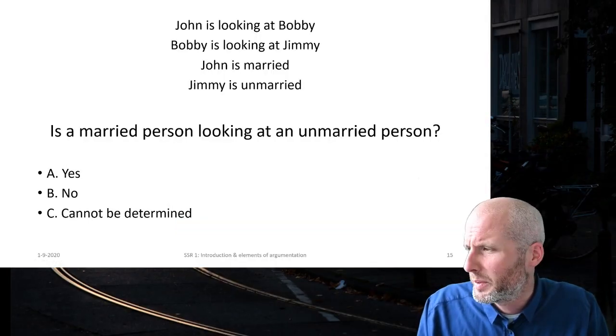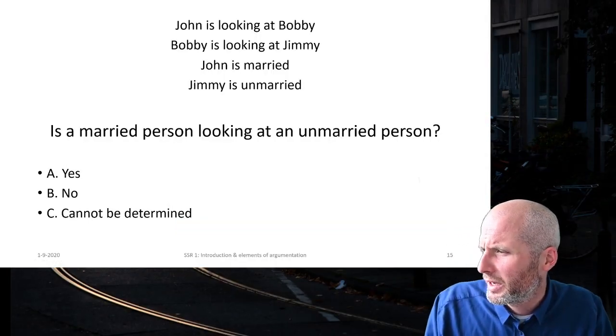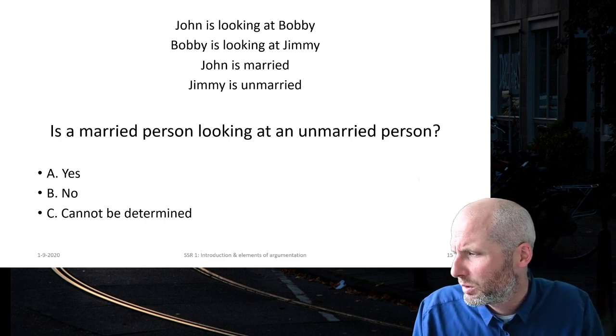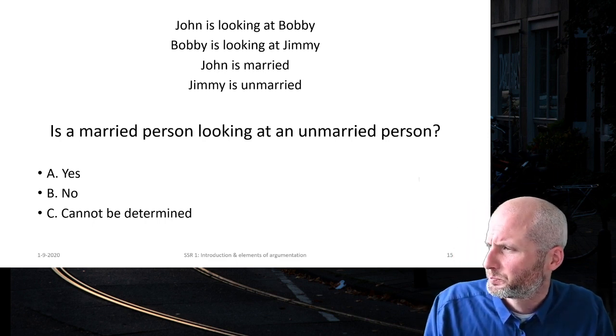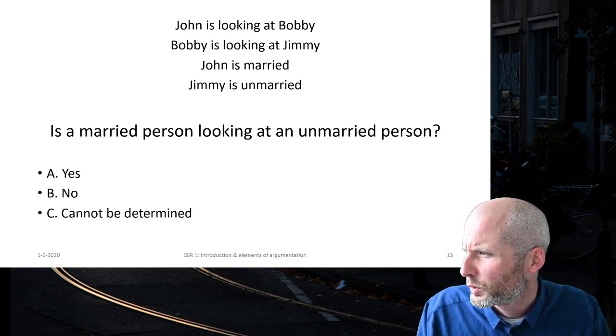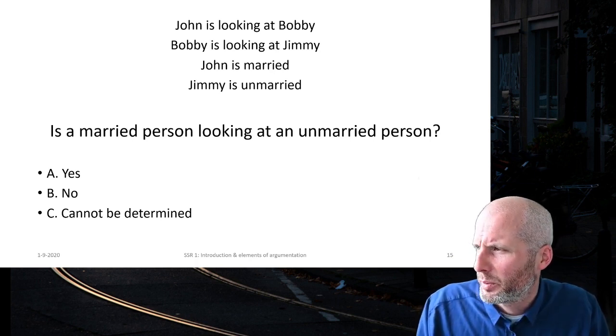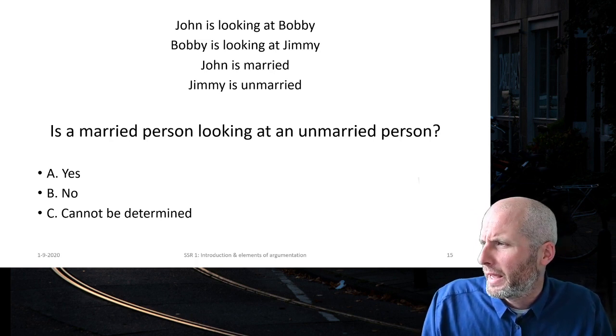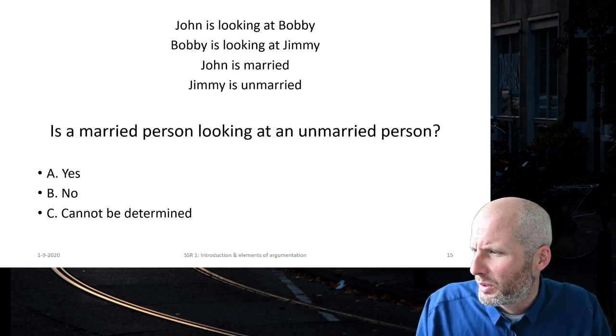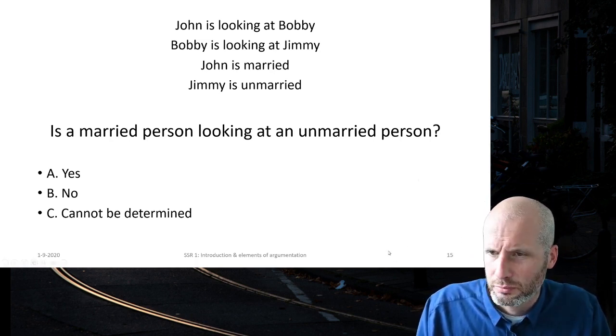So the question is depicted below. Is a married person looking at an unmarried person? Is that yes, no, or it cannot be determined? So we know John is looking at Bobby, Bobby is looking at Jimmy. We don't know whether Bobby is married or not. And the question is, is a married person looking at an unmarried person?